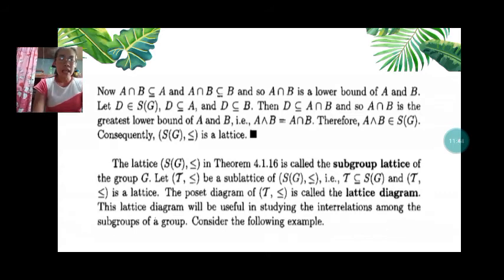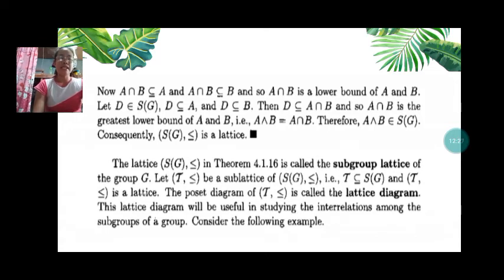Let T with ≤ be a sublattice of the set of all subgroups of G with ≤, that is, T is a subset of the set of all subgroups of G, and T with ≤ is a lattice. The poset diagram of T and ≤ is called the lattice diagram. The lattice diagram will be useful in studying the interrelation among the subgroups of a group.